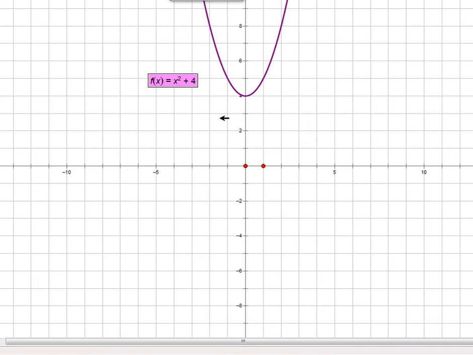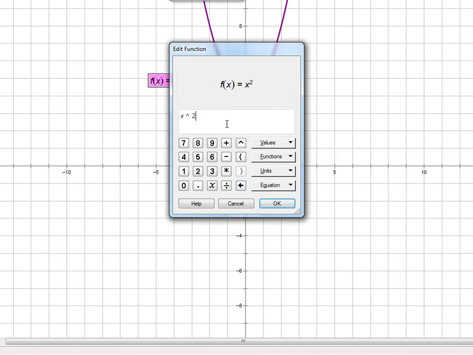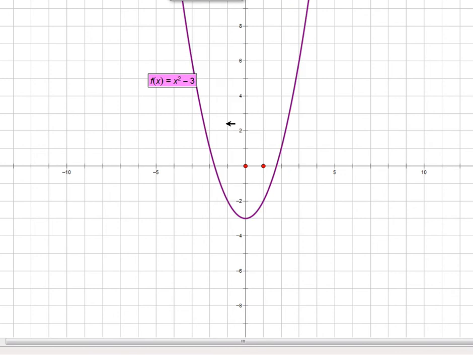So this is called shifting up, by the way. From here, I've shifted the parabola up. How could I get this thing to shift down? Like maybe I wanted it at -3. Yeah, subtract. That's right. So instead of x squared plus 4, if I want that parabola to be shifted down to -3, I can write x squared minus 3. Oops, minus 3. Enter. There you go.